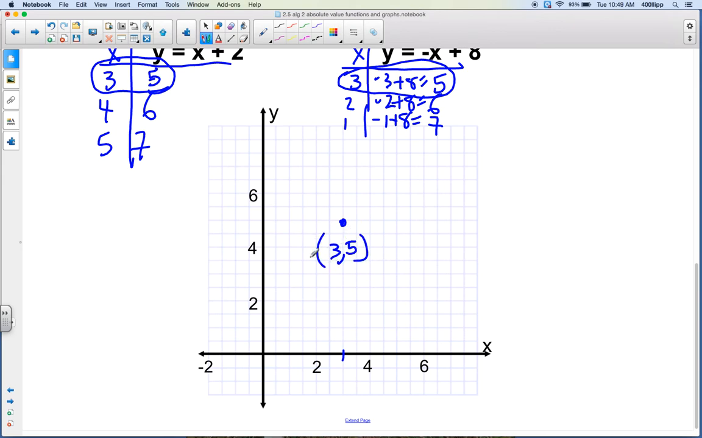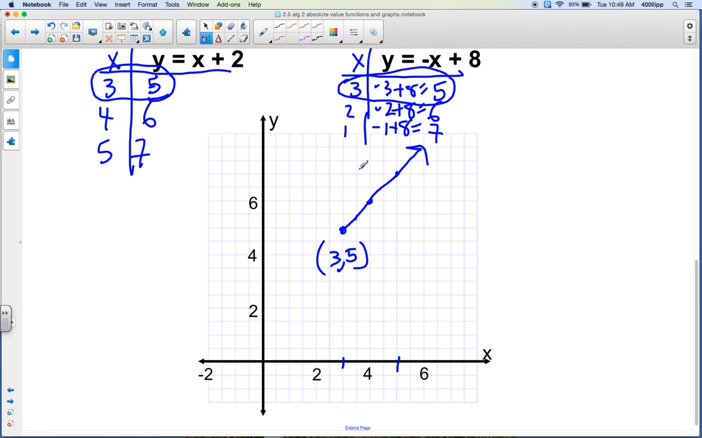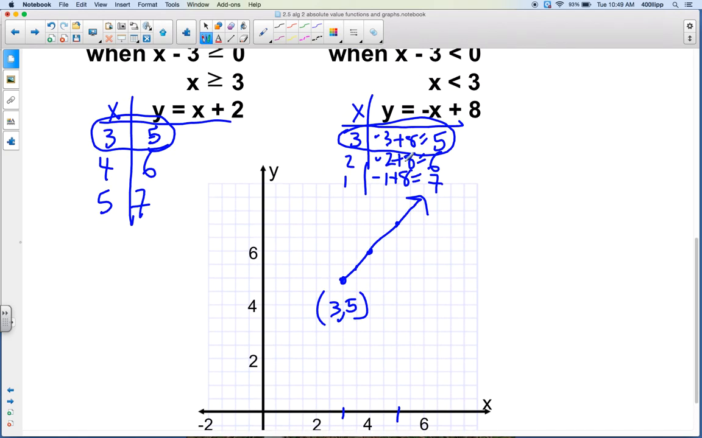And now we can plot the other points. So we had 4, 6. Here's 4, 6. We had 5, 7, right here. Okay, and then this line, it would normally continue, but we're only going to use the points that are greater than or equal to 3. So going this way. And this one, we're only using the points that are less than 3.